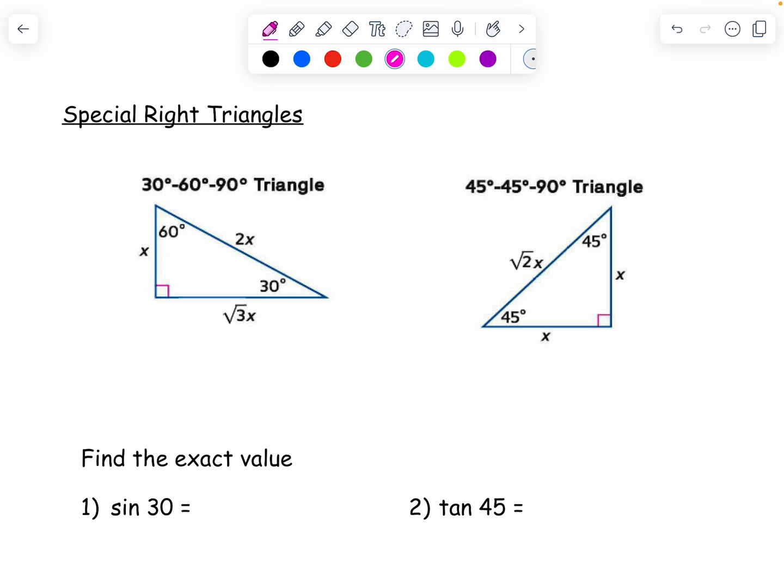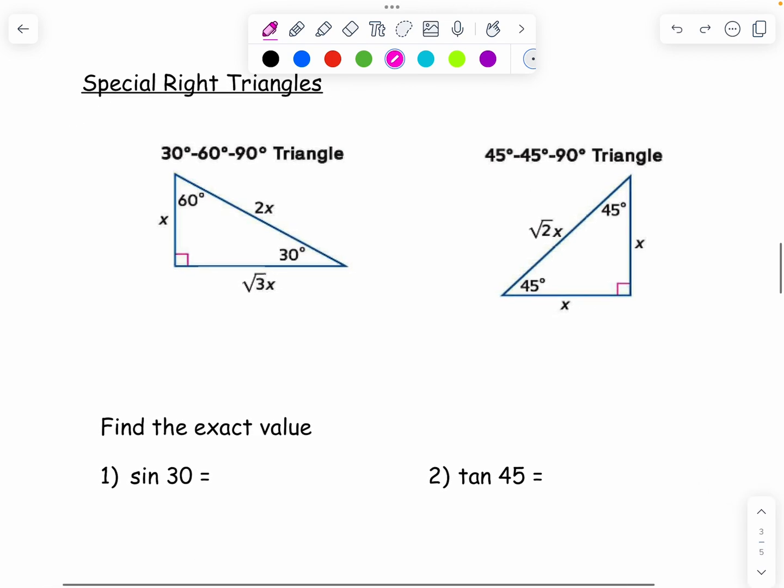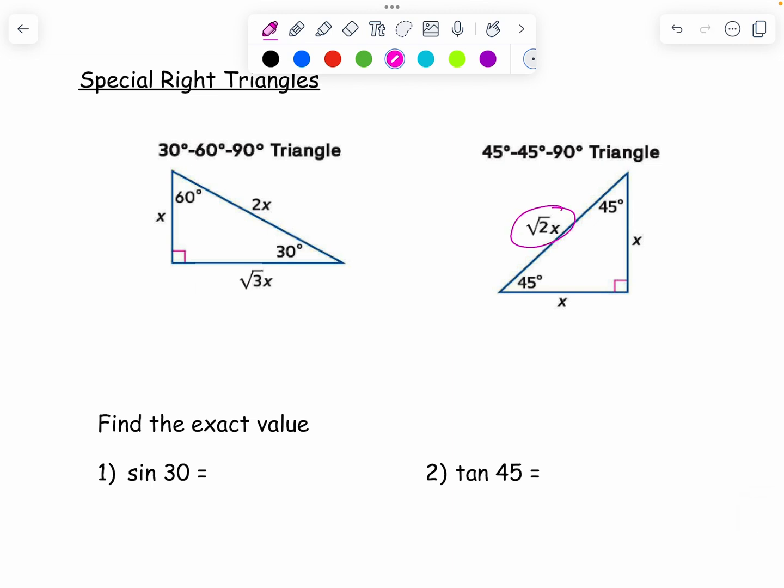Now, let's start with our 45, 45, 90. We know that if we have two angles that are the same, that means we should also have two sides that are the same, and they should be opposite those angles. So that's why we have x here for both of those sides. Now, the third side is going to be our hypotenuse, and we know the hypotenuse has to be the longest side. So our hypotenuse is going to be whatever those other sides are, x, times the square root of 2.